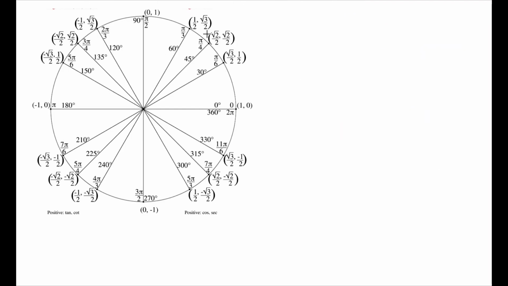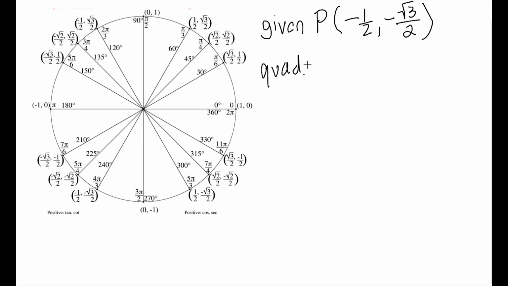You may also be given a point on the unit circle and asked to give information about that point. So let's say given point P is located at negative 1/2, comma, negative root 3 over 2. So look at those coordinates and find where they are located on the unit circle. Since they're both negative coordinates, I know it has to be in quadrant 3. So I'll look in quadrant 3 and find negative 1/2 and negative root 3 over 2. That means this is in the third quadrant.